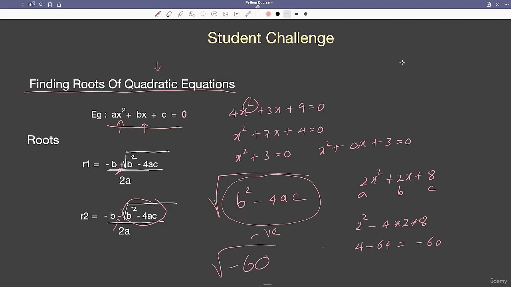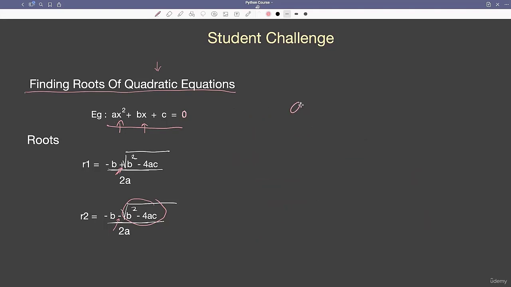So the explanation I have done. Now you have to write the program. I'll explain how to write the program. For finding the roots of a quadratic equation, the input should be a, b, and c. You should take three values, a, b, c. Then find out roots by using this formula. So how to use this formula?